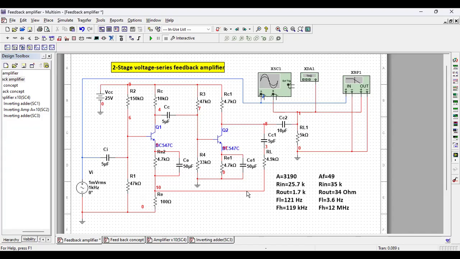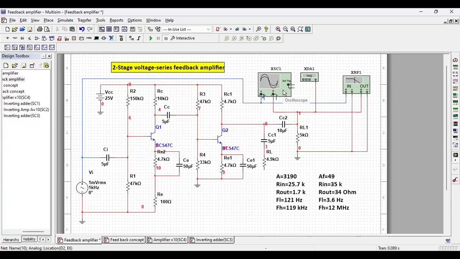So what we shall do now, we shall disconnect the feedback circuit, and this is a 5K resistor. We shall check this amplifier. This is now an open loop amplifier. We shall check its various properties.